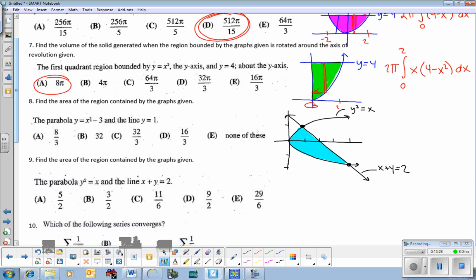Now 8 is in terms of, it's our functions turned sideways. So that makes it a little more, this picture, I'm ahead of myself. That one goes there. The parabola x squared minus 3 and the line y equals 1. X squared minus 3 looks something like that. Down here, move down 3. Y equals 1 is here. So there's the shape.